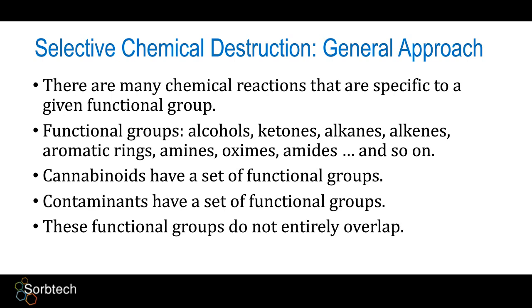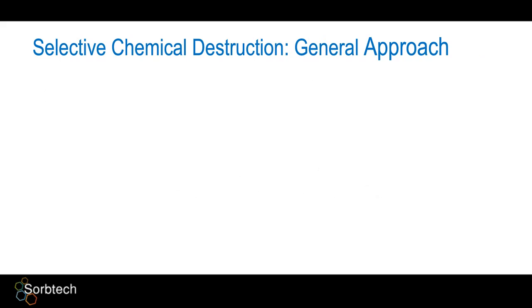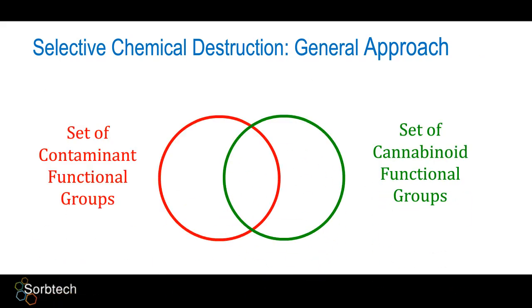To illustrate this, the red ring represents the set of contaminant functional groups, and the green ring represents the set of cannabinoid functional groups. A reaction that will work only on the cannabinoids is not a good reaction. And if it works on the cannabinoids and the contaminants, it's not useful to us here either. The only reaction that we would want is something that works only on the contaminant functional groups.